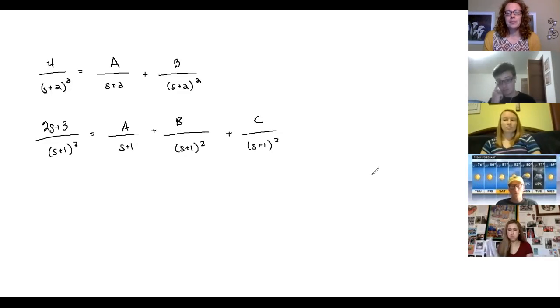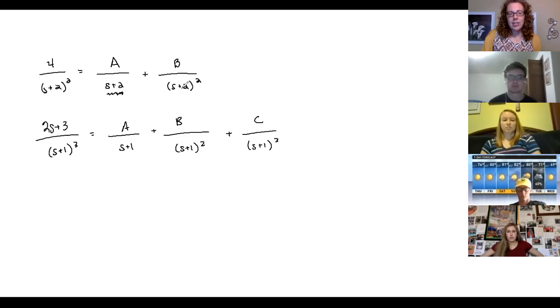Zach, yes. Why wouldn't, in the first example, it be BS plus C? Yep, because the basic factor that you're working with is an S plus 2. So we're going to keep it the same for all of the factors that have an S plus 2 in them. You could, if you wanted to, do a BS plus C. That wouldn't be wrong. It would absolutely work out and it would be okay.